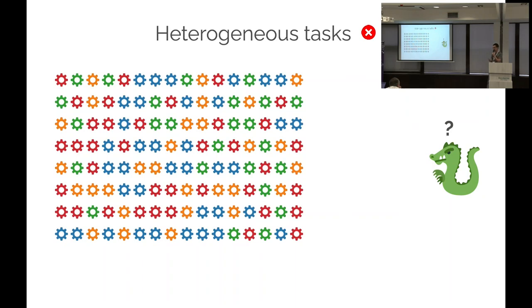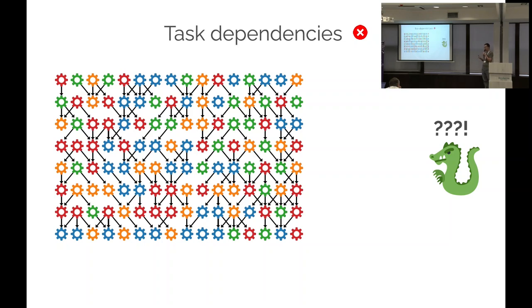Another thing is that those tasks can be quite heterogeneous. Some tasks can be very fast, require just one CPU. Sometimes tasks can run for hours and use GPUs. And this is also challenging to map to Slurm. And if you add dependencies, so you have a fully general task graph, then it becomes really challenging how to map this thing to the system scheduler.